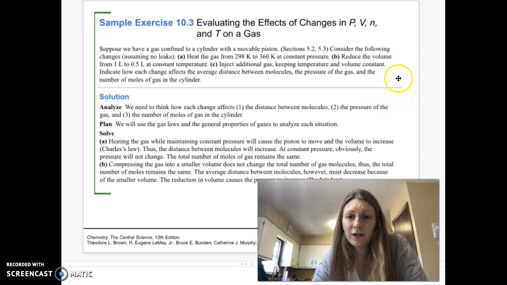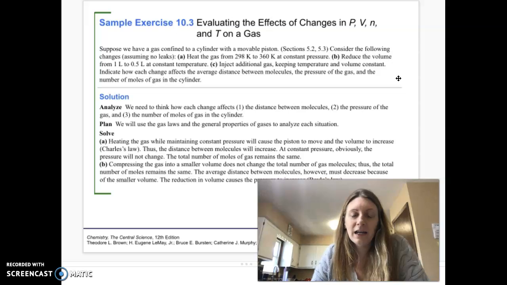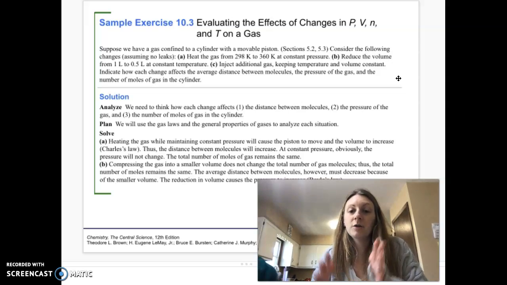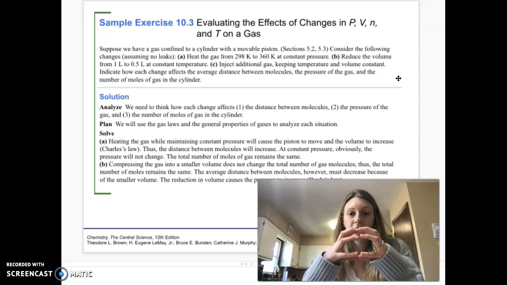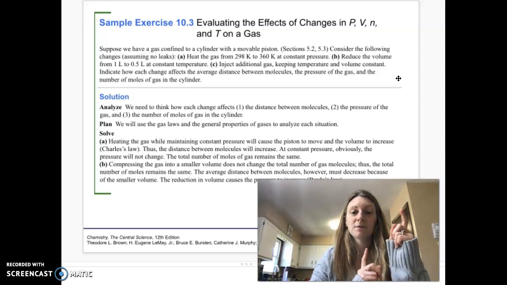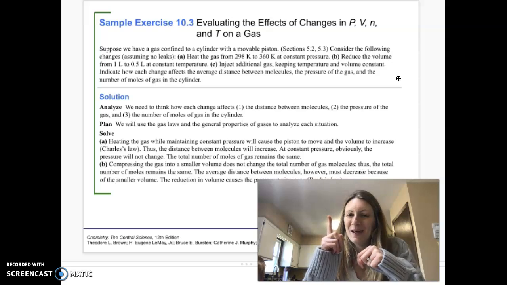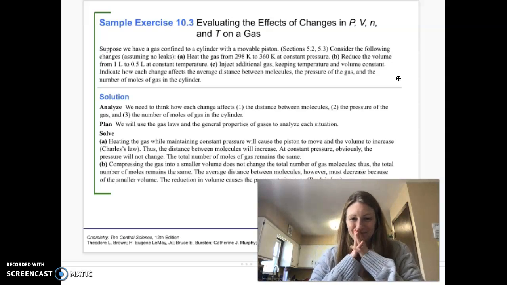B, we are going to reduce the volume from 1 liter to half a liter at a constant temperature. So temperature is staying the same, but because our volume is decreasing, that means that the distance between the molecules is going to also decrease. The pressure of the gas is going to increase because this is an inverse relationship. So volume down, pressure up, and the number of moles is going to stay the same.